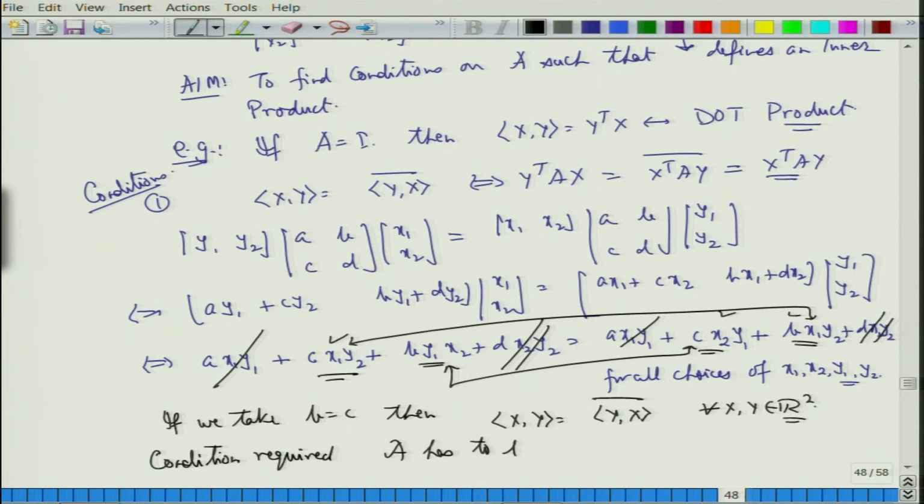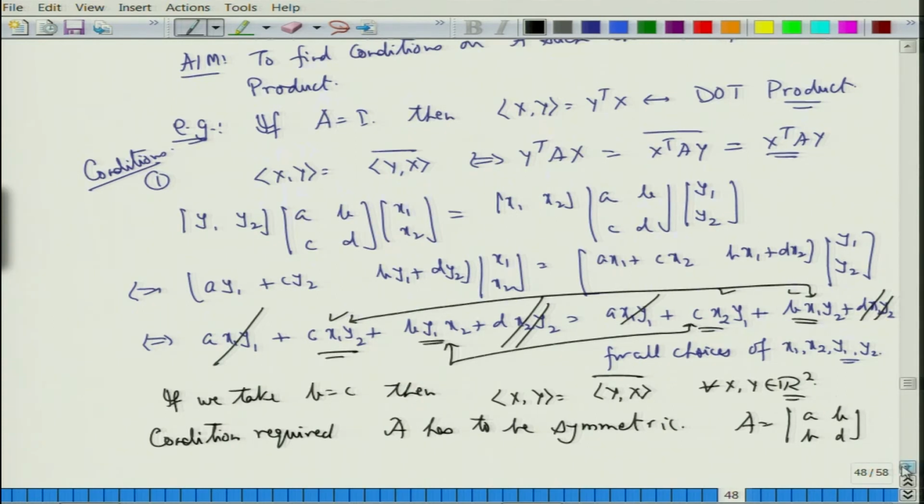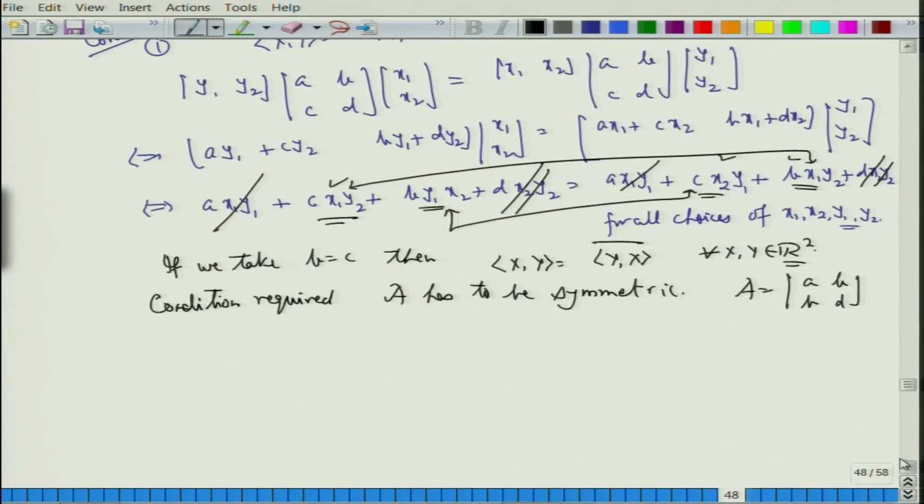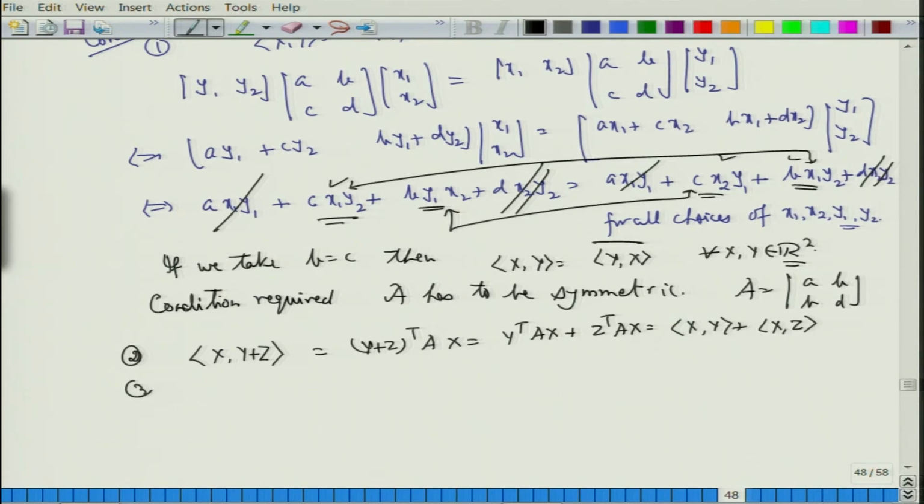A has to be symmetric. So let us write A as [a, b; b, d]. Fine, and proceed further. Once this is done, you can check that the second condition is valid, as well as the third, because <x, y+z> will be equal to (y+z) transpose Ax, which by matrix multiplication will be y transpose Ax plus z transpose Ax, which is <x,y> plus <x,z>, and the third part will also be valid. All right, so check it out, valid, no problem.